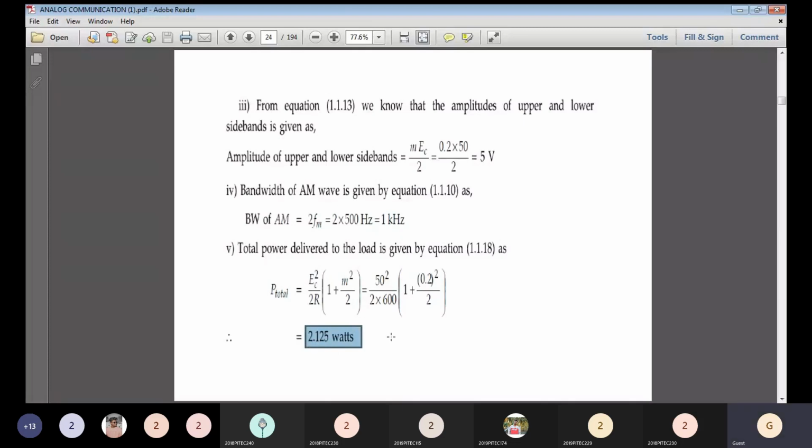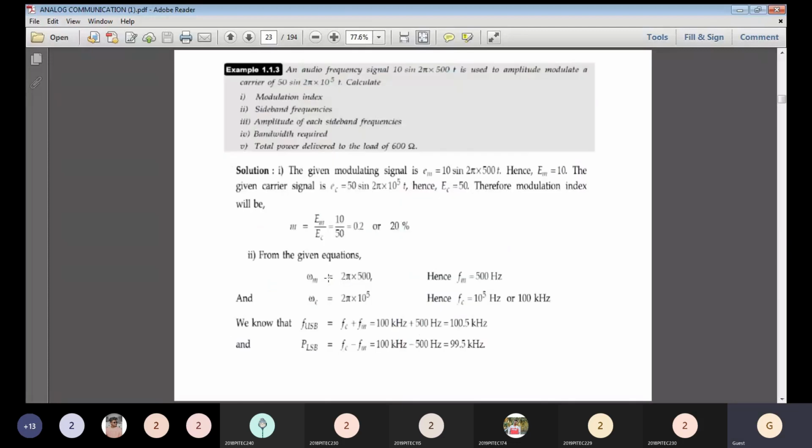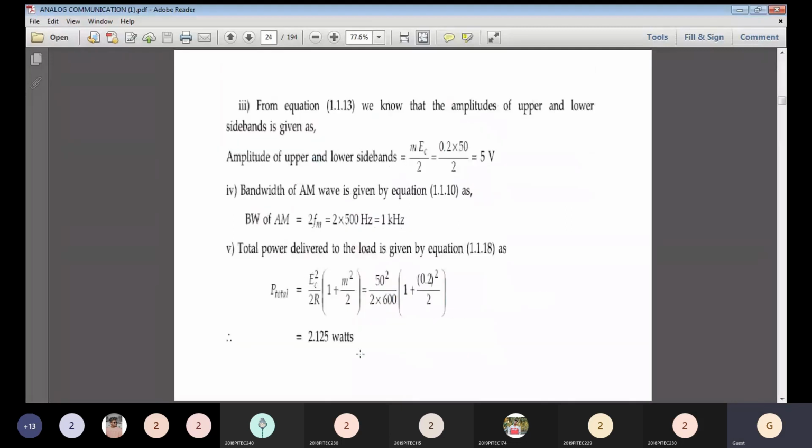That's all. So in this single problem, we have solved all 5 questions. All 5 different calculations. Modulation index calculation and upper and lower sideband frequencies calculation. Next, sideband amplitudes calculation, bandwidth requirement calculation, power requirement calculation. So all the calculations are done.